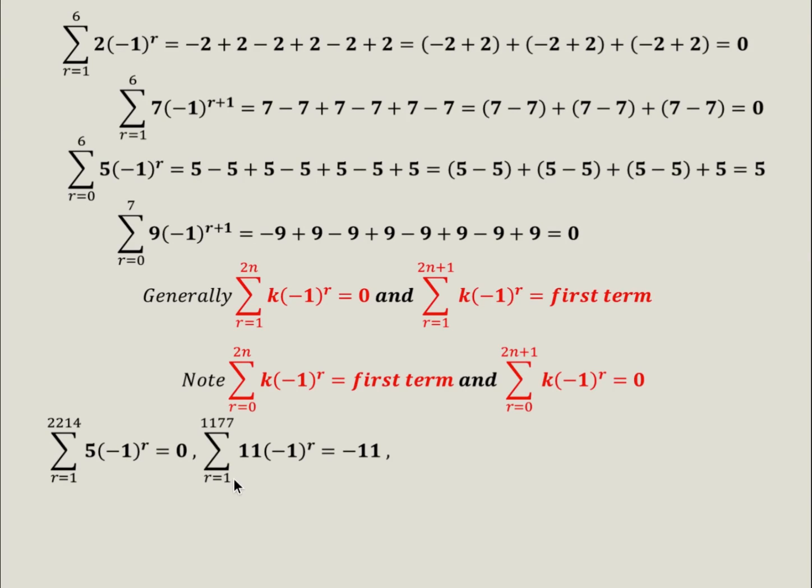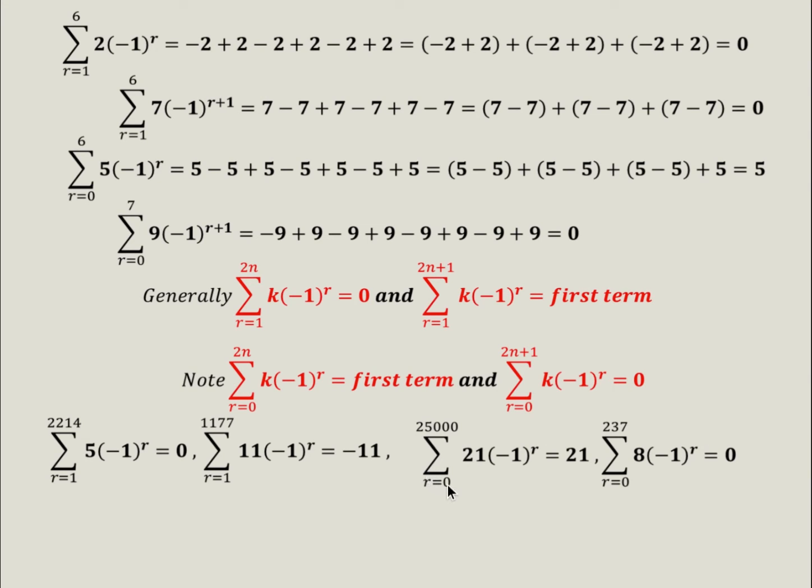Summation from r equals 1 to 1177. Again, the lower limit being 1, it means the upper limit gives the number of terms directly, and since it is an odd number, it means the value of the sum would simply correspond to the first term, which is obtained by substituting r equals 1 in the summand to have 11 into negative 1 to the power 1, which gives negative 11.